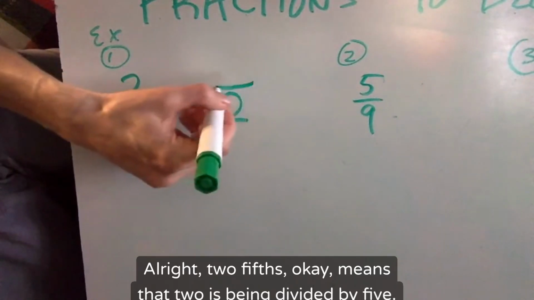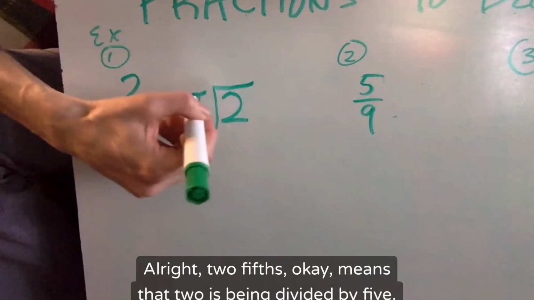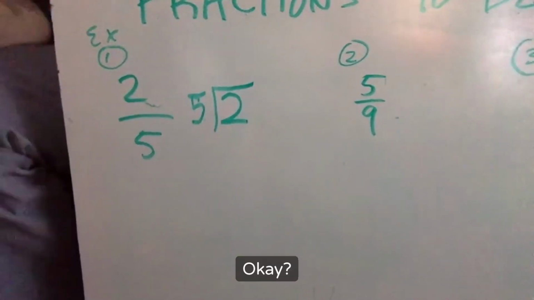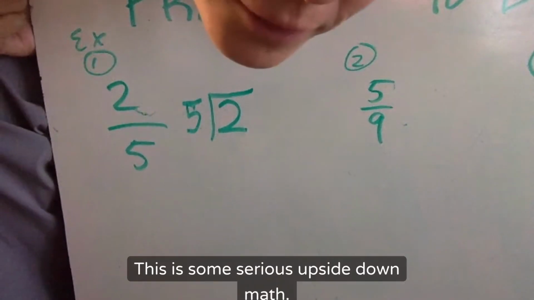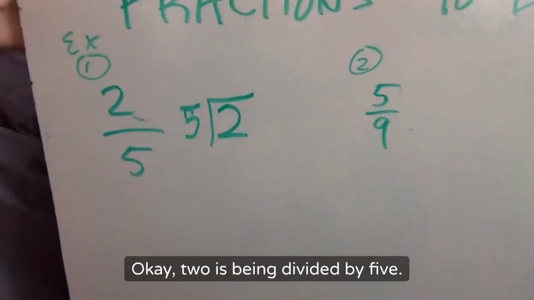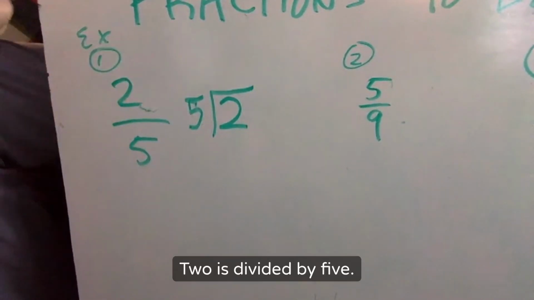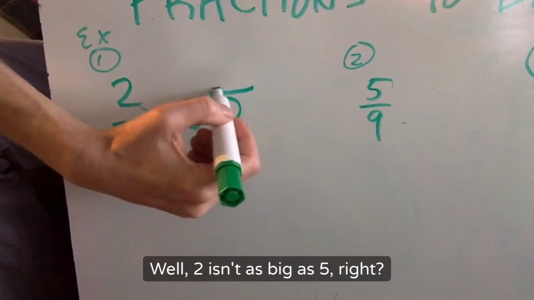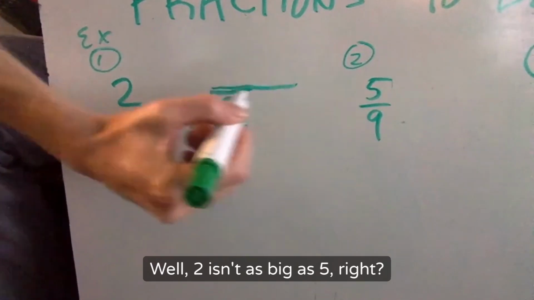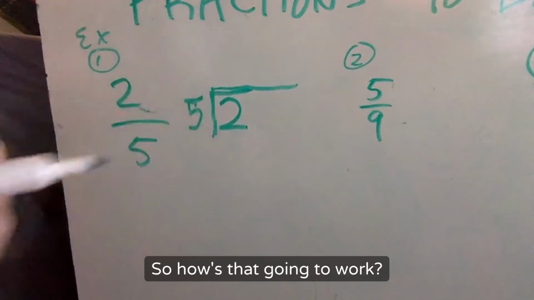So 2/5 means that 2 is being divided by 5. Okay? This is some serious upside down math. 2 is being divided by 5. 2 isn't as big as 5, right? So how's that going to work?